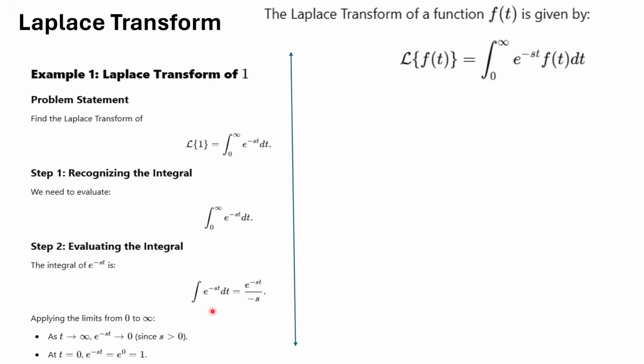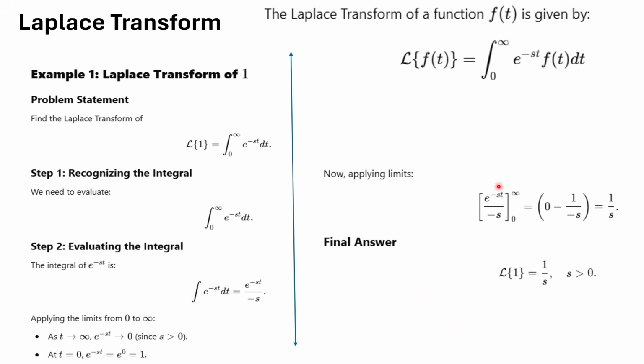The integration of e to the power minus st is e to the power minus st divided by minus s, right? Now you have to put in the limits, 0 to infinity. At t equal to infinity, e to the power minus st is 0. At t equal to 0, e to the power minus st means e to the power 0, equal to 1, so we get 1 divided by minus s. Subtracting, finally your answer is 1 by s for the Laplace transform of 1, right?